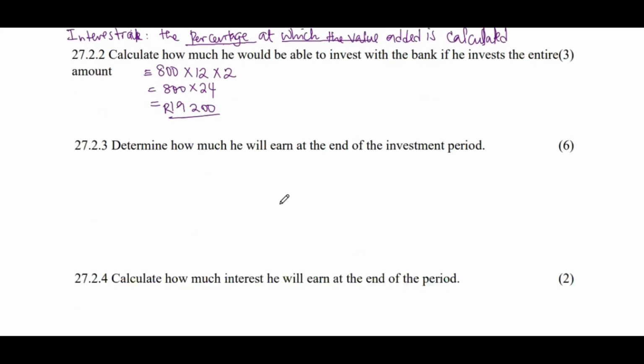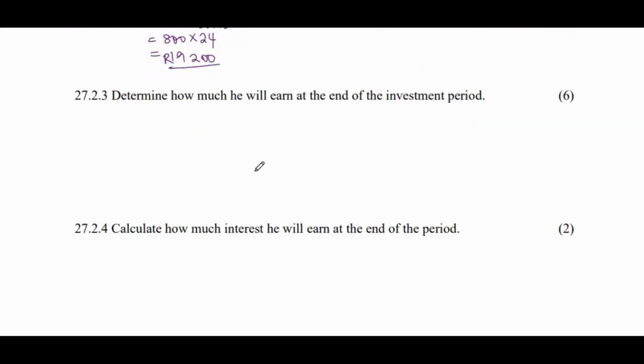That's the money that he wants to invest. Determine how much he will earn at the end of the investment period. Take note, what's the investment period? The period they said it's 2 and a half years. How much will he earn at the end?